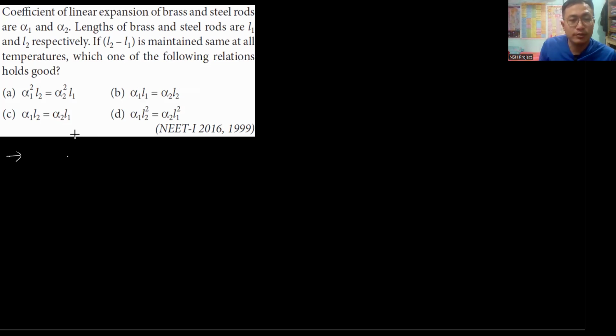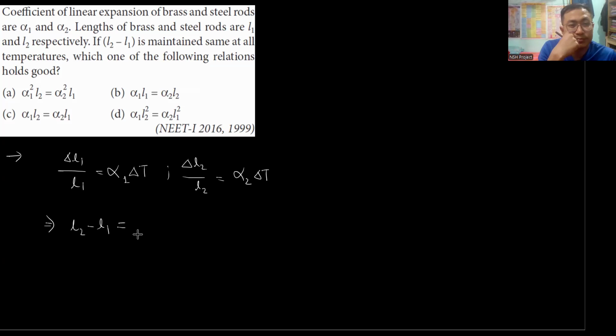With lengths L1 and L2, let's say delta L1 divided by L1 is equal to alpha 1 delta T, and again delta L2 by L2 is equal to alpha 2 delta T. Now if I write L2 minus L1, the difference delta L1 equals delta L2. The coefficients of expansion of brass and steel rods are this and this, if this is maintained the same at all temperatures.